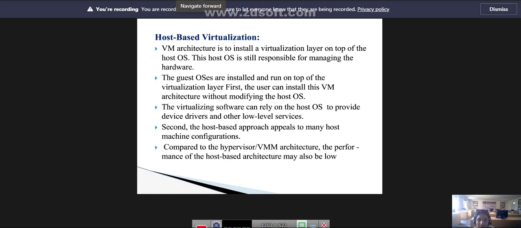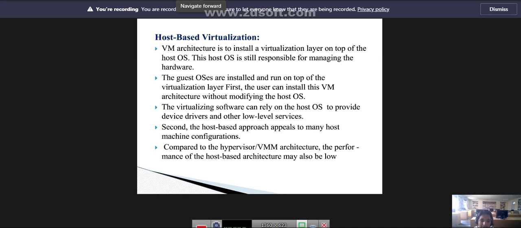So next one is host based virtualization. Host based: an alternative virtual machine architecture is to install a virtualization layer on the top of the host operating system. This host operating system is still responsible for managing the hardware. So the guest operating systems are installed and run on the top of the virtualization layer.